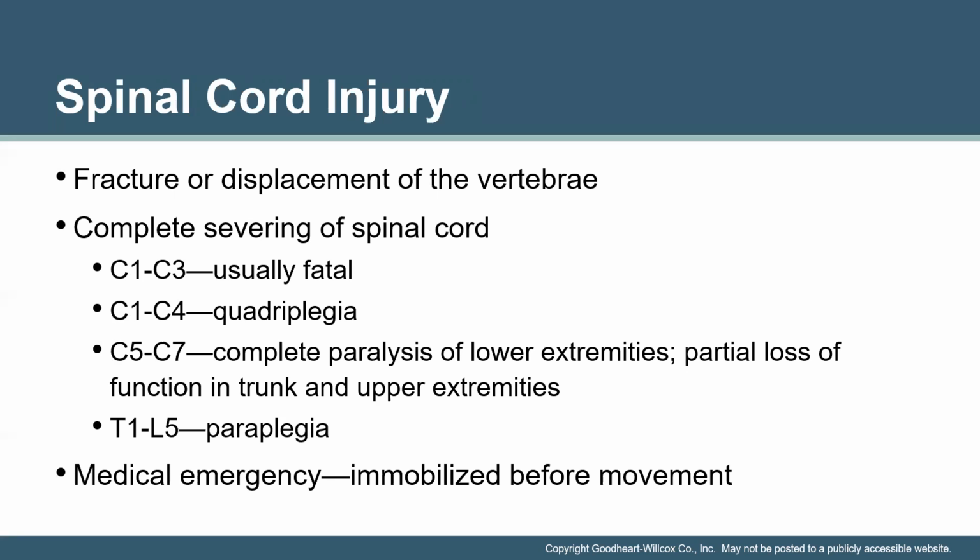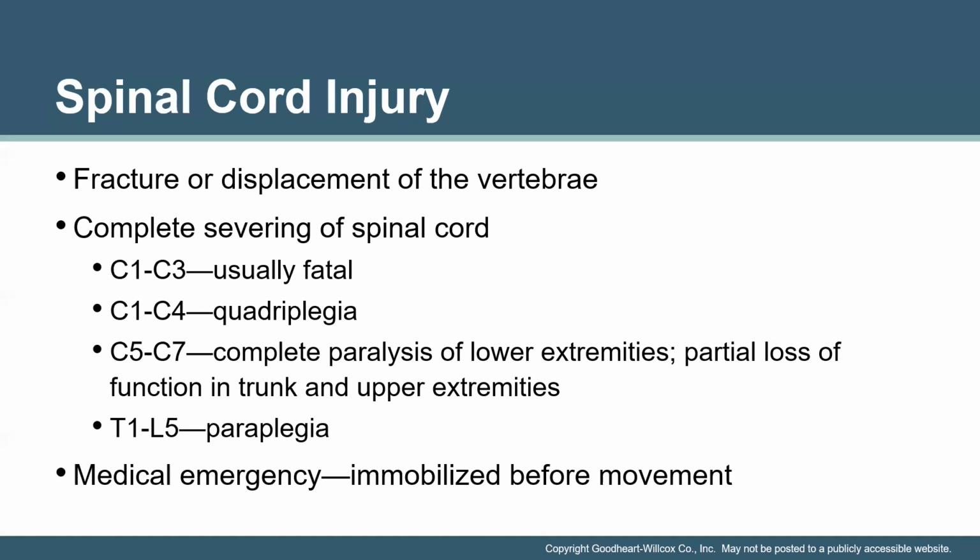C1 through C4 damage, this is what we call quadriplegia. Everything below the neck is disrupted in function as far as movement. C5 through C7, this is complete paralysis of the lower extremities, partial loss of the function of the trunk and the upper extremities. When we talk T1 through L5, we're talking paraplegia. This is the loss of the function of the trunk and legs.